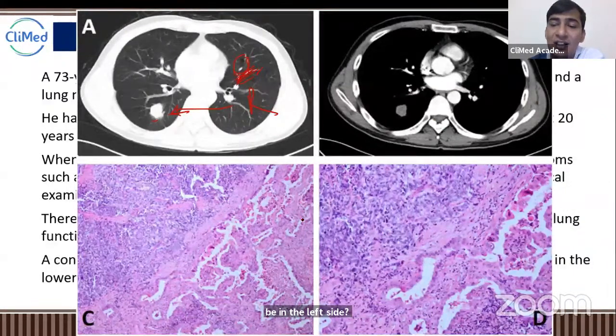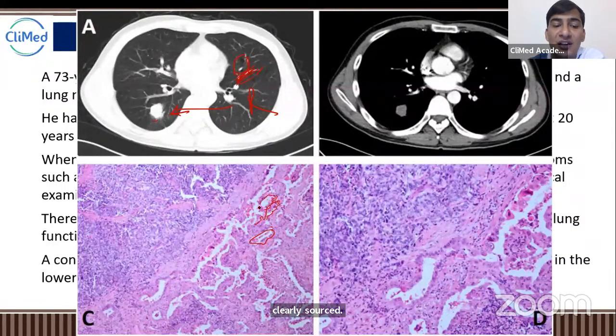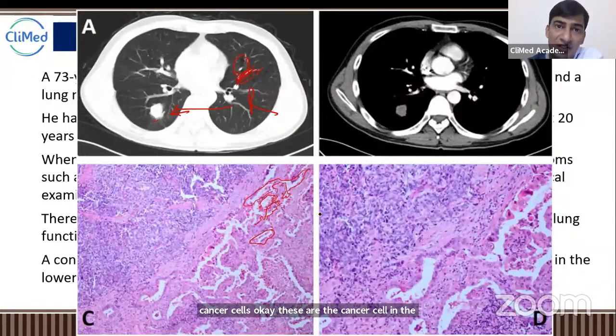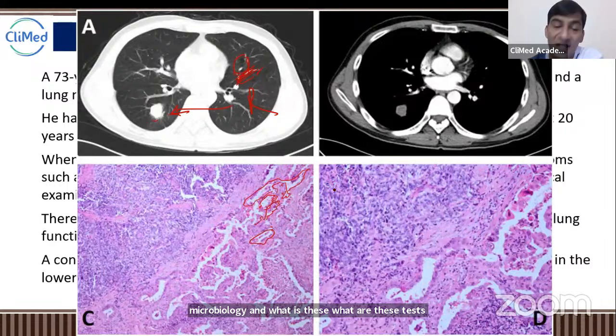And if you look at the histopathology, if you look at these cells, it very clearly shows the distribution of cancerous cells. These are the cancerous cells in the histopathology. You will not understand now, but I'll tell you everything in the classes: what is histopathology, what is microbiology, and what are these tests. That is very important to understand in the diagnosis.